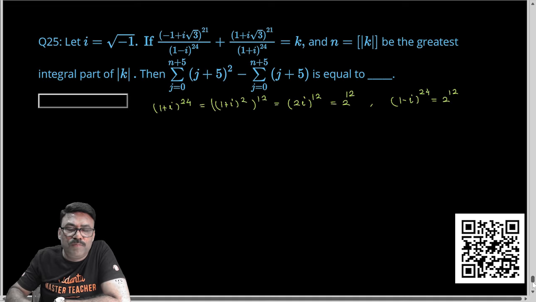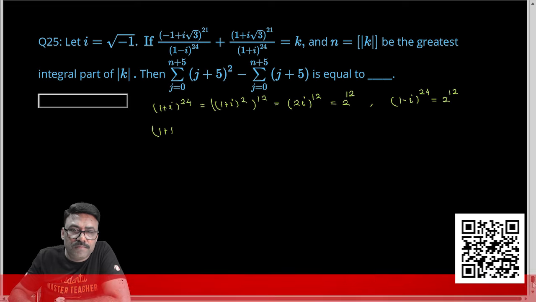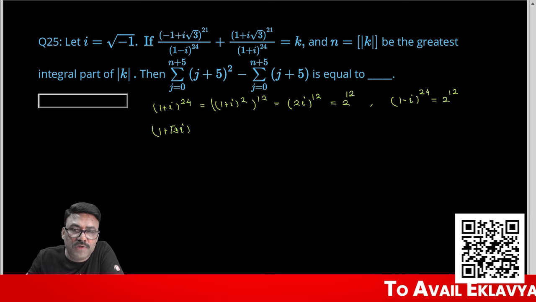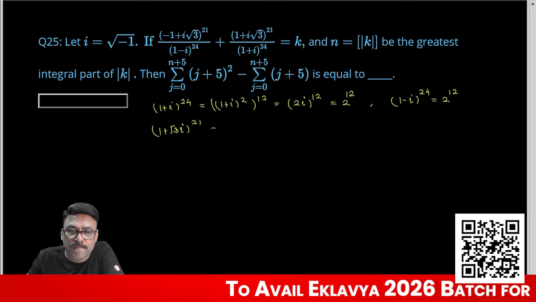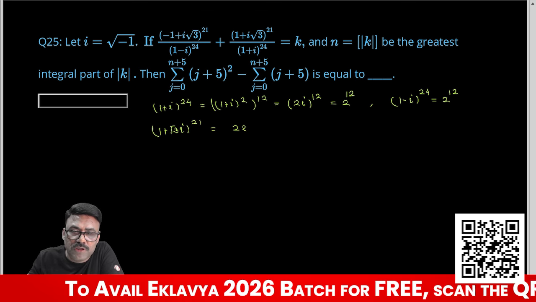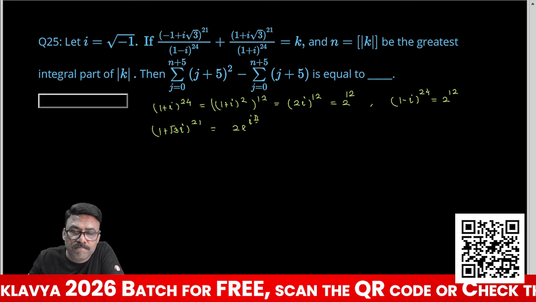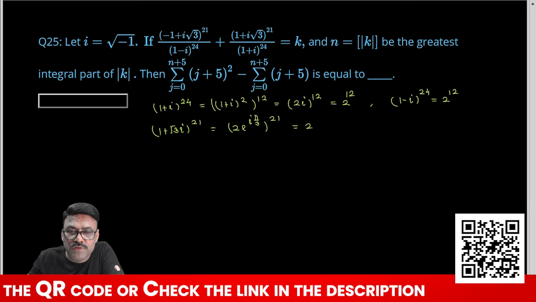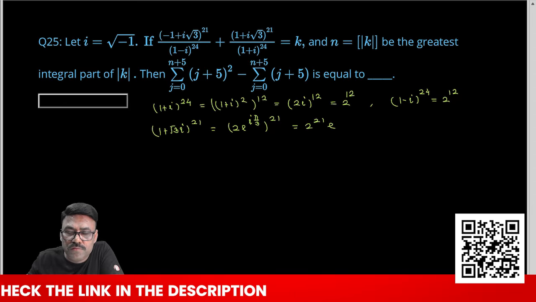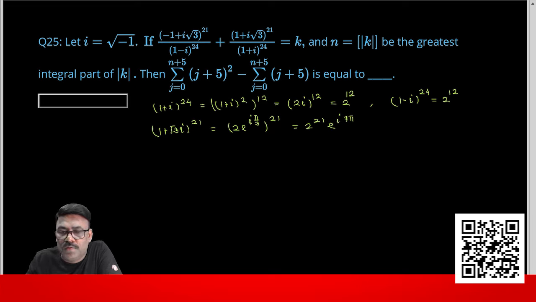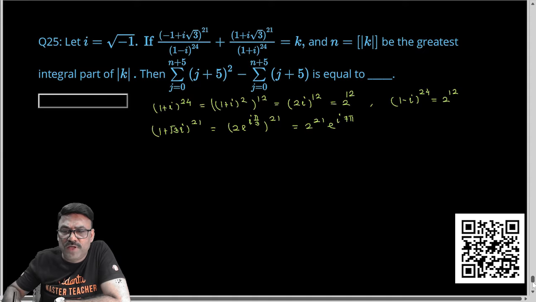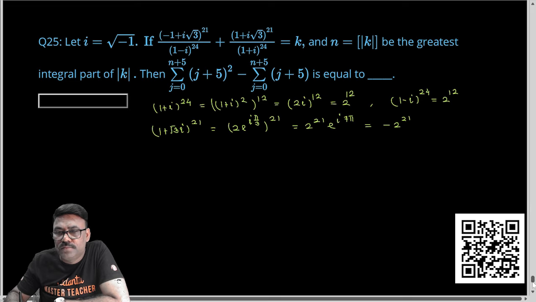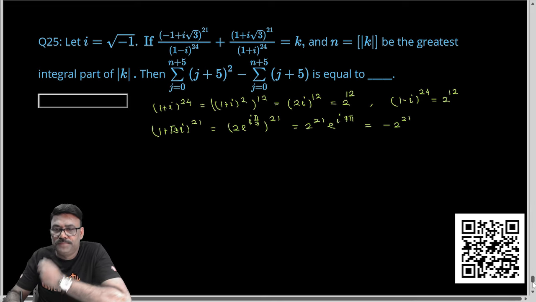Now this 1 plus root 3 iota raised to 21 can be written as 2 e raised to iota pi by 3, raised to 21, Euler's form. So it is 2 raised to 21 e raised to iota 7 pi. And cos 7 pi is minus 1, sin 7 pi is 0. So basically it is minus 2 raised to 21.